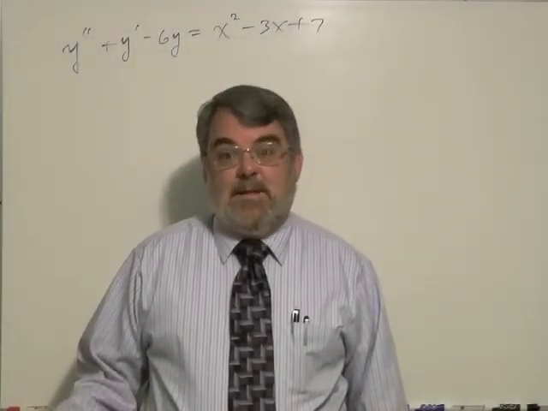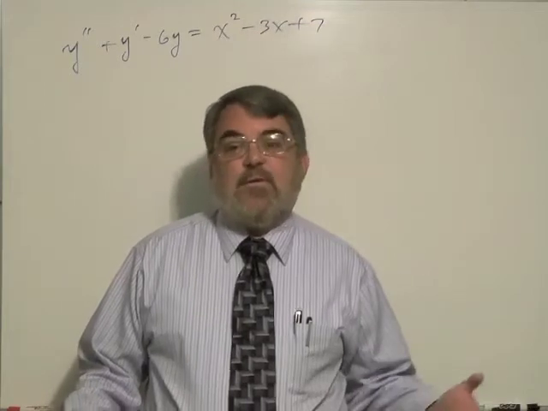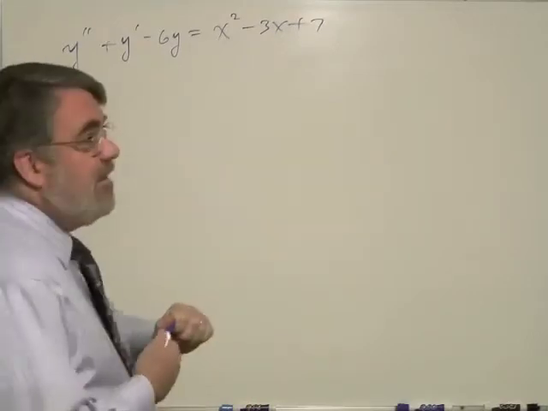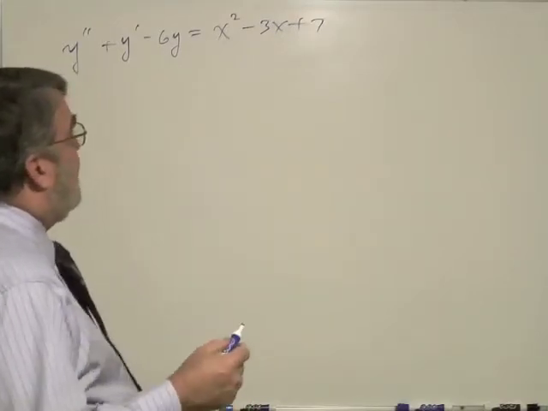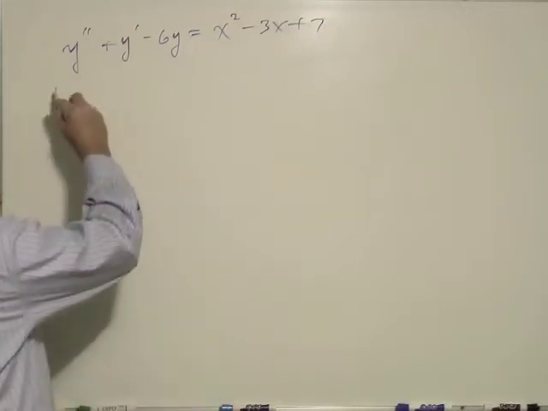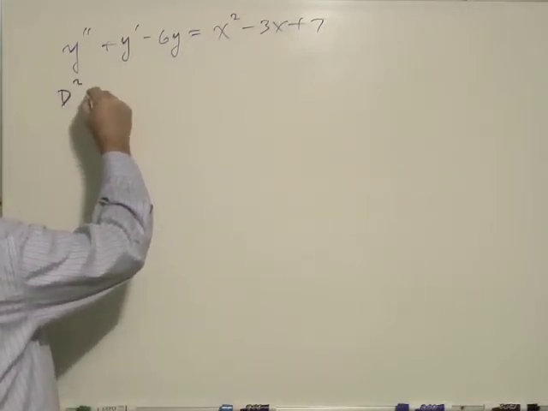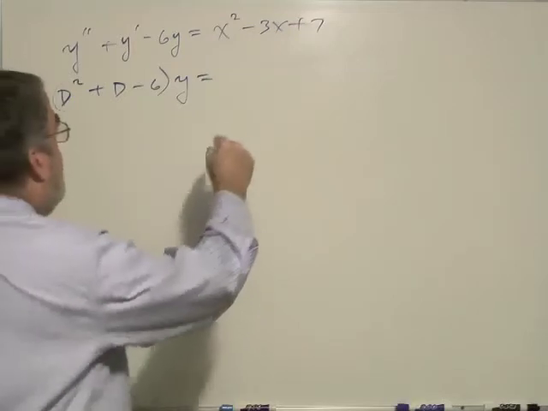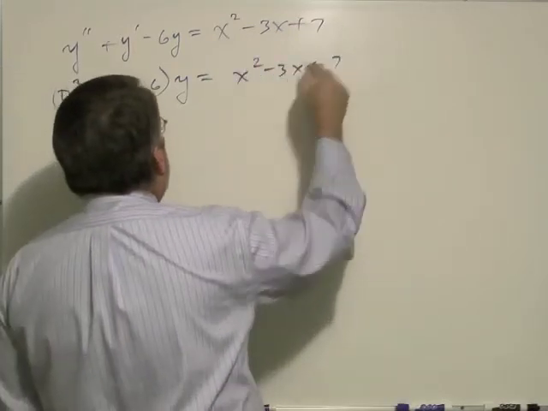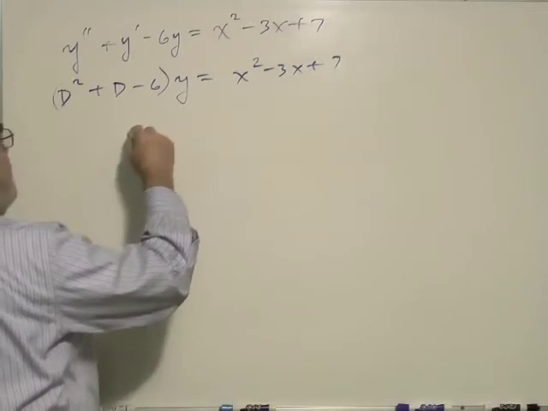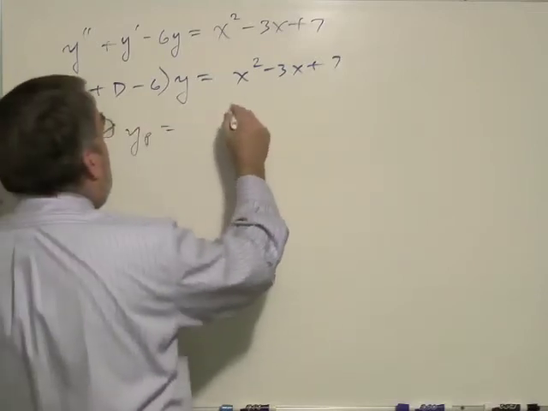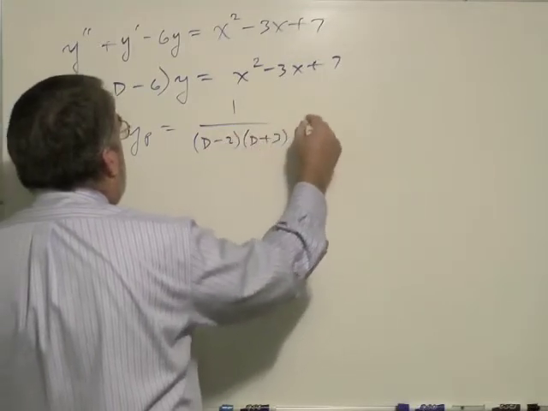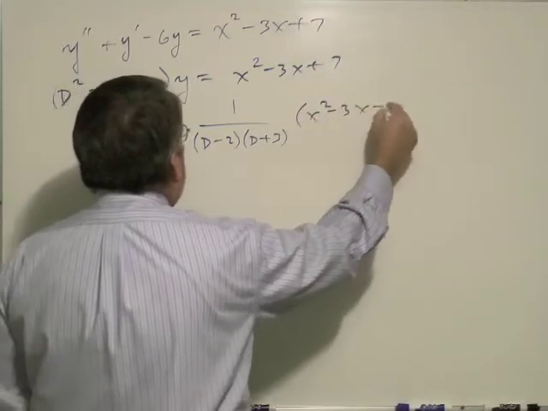I'm going to work the same problem as in the last video, except I'll use a partial fractions expansion approach. So here's our problem: y double prime plus y prime minus 6y equals x squared minus 3x plus 7. So kind of zip through this here. The differential operator is D squared plus D minus 6 operating on y equals x squared minus 3x plus 7. And this factors, and so our y particular is going to be 1 over (D minus 2)(D plus 3) operating on x squared minus 3x plus 7.